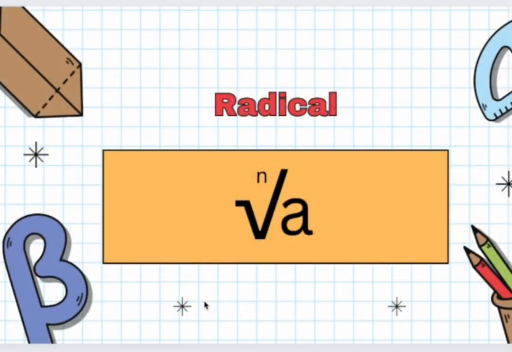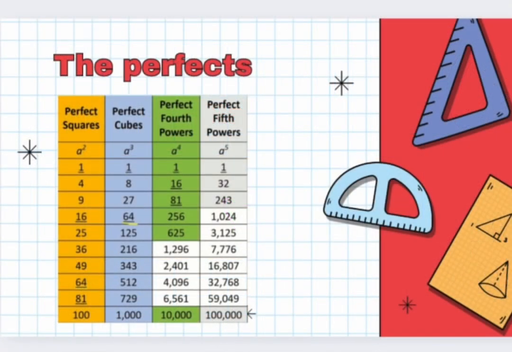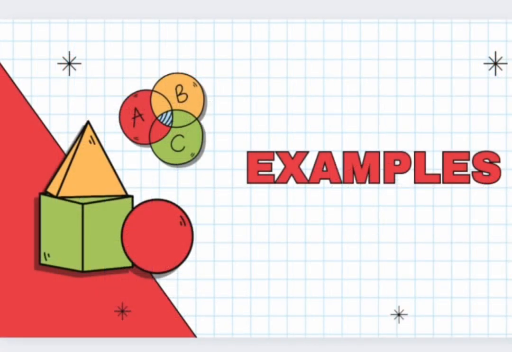To reduce a radicand means simplifying numbers inside the radicand by factoring out perfect squares, perfect cubes, and so on. First, I'm going to introduce the radical. This A represents the radicand, this represents the radical sign, and this N represents the index. Also, you should memorize the perfects, like the perfect squares, the perfect fifths. Let us now move on to examples in reducing radicands.